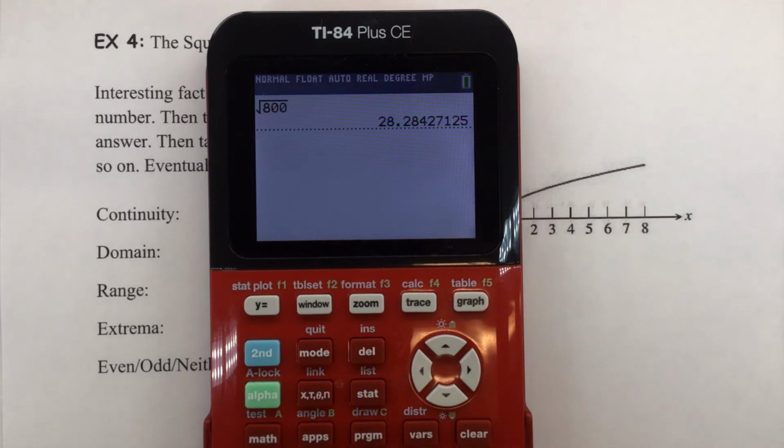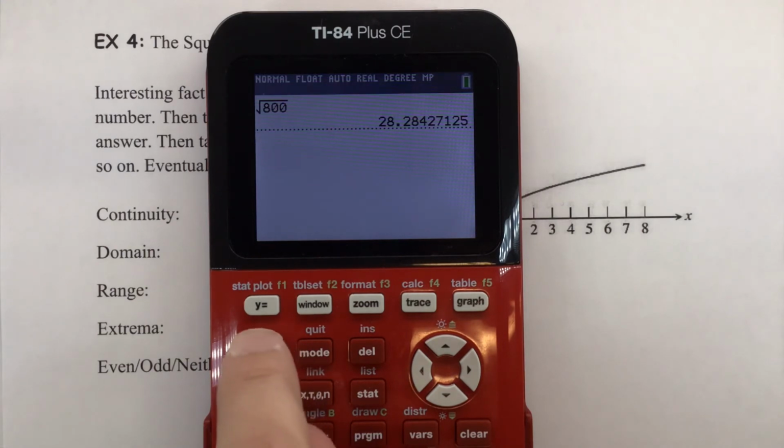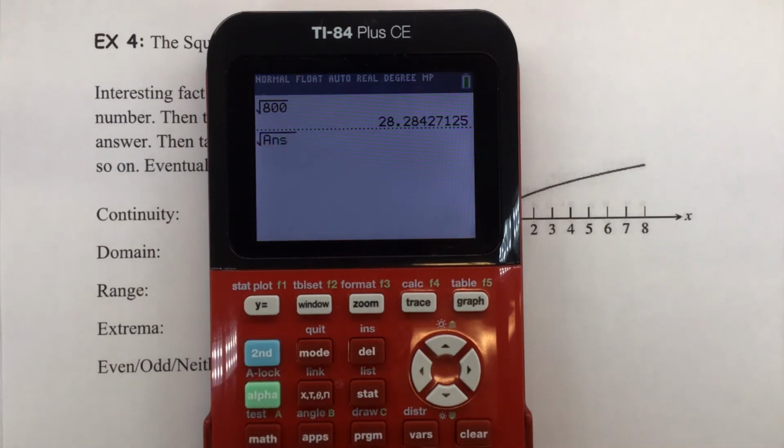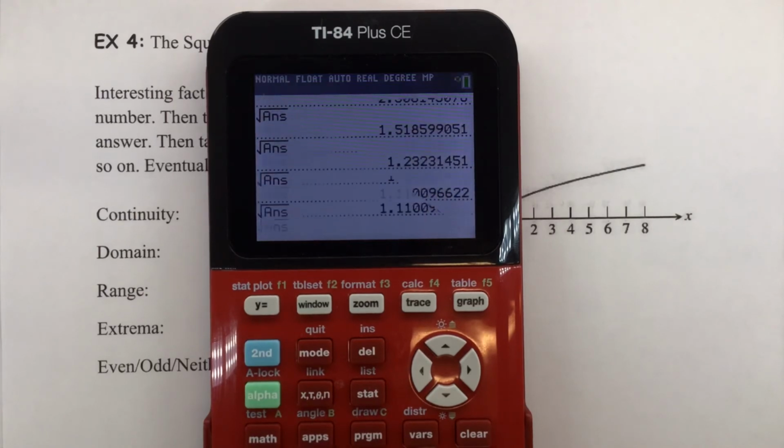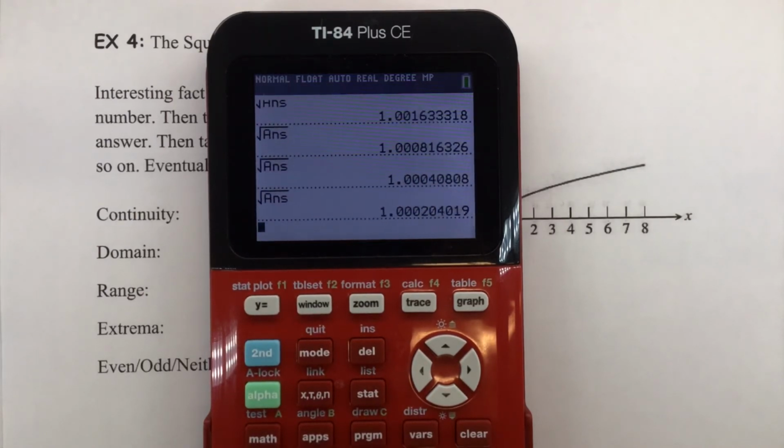Nice big number. All right, so the square root of 800 is that. What I'm going to do is type in the square root of my last answer so that I can just hit enter over and over and over again. So it already drops down to 5.3. And I just keep going and going, and you'll begin to see that it starts to settle off at 1. You've always got that little bit at the end. Look at that. Eventually the calculator even tells you it's just 1.